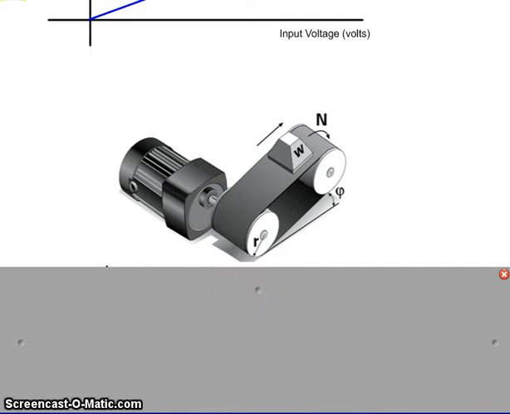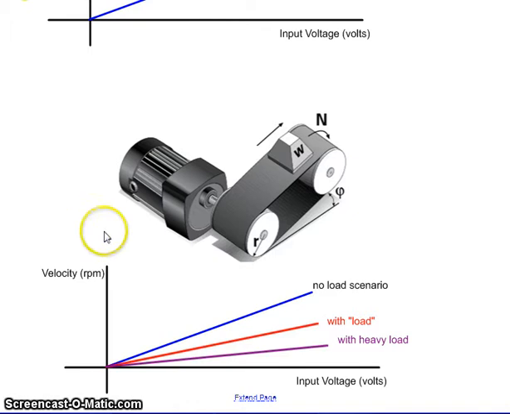Okay, so let me reveal that. Here's the velocity again, shown under a variety of conditions. Here's our input voltage in volts, and we've got our blue line here, which is the no load scenario. And then the red line is with some kind of a load, some kind of an outside object that's connected to the spindle. And then the purple one is with a heavy load.